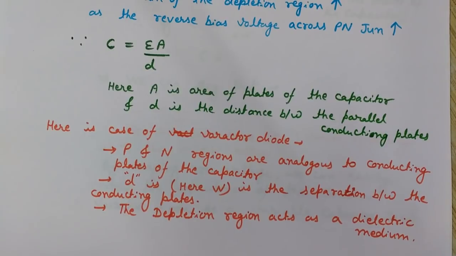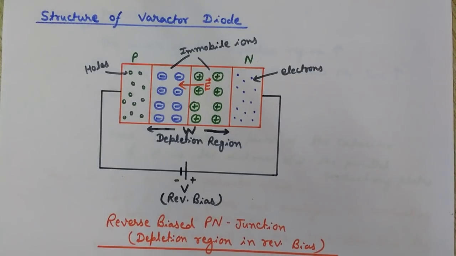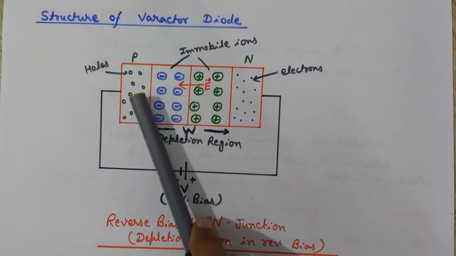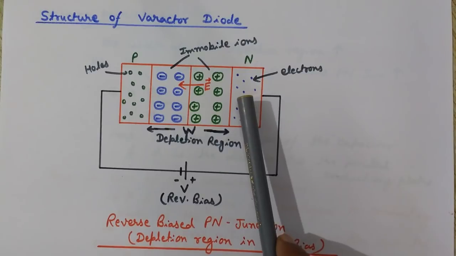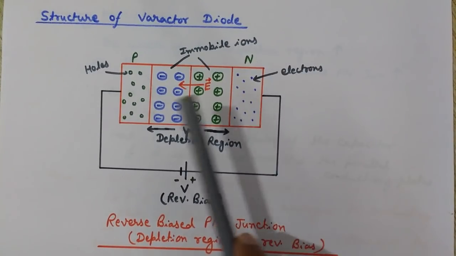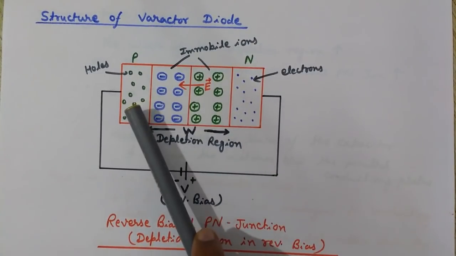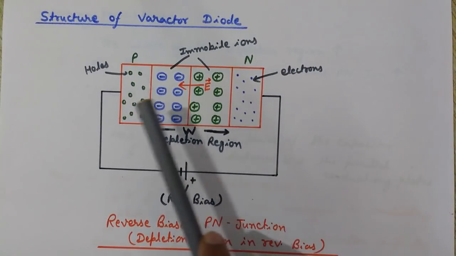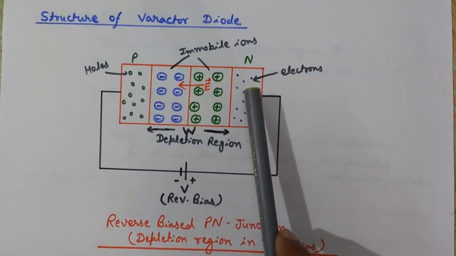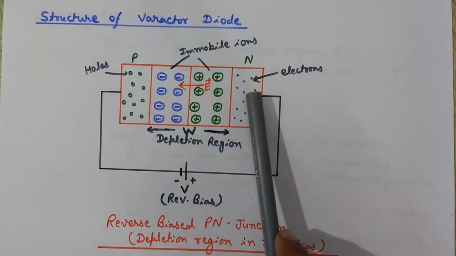Let me show you the diagram again. Yes, see here. Here the P and N regions act as the conducting plates of the capacitor, as they have the mobile charge carriers. Here it has holes and here it has electrons. So they are analogous to the conducting plates of a parallel plate capacitor.